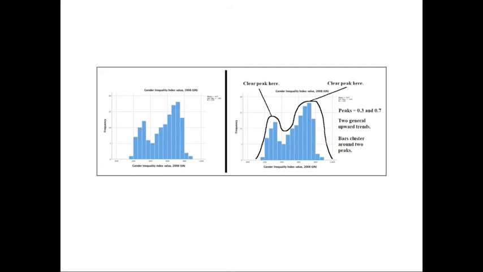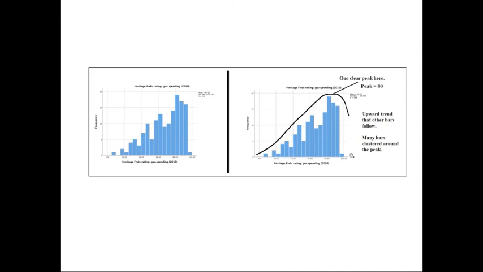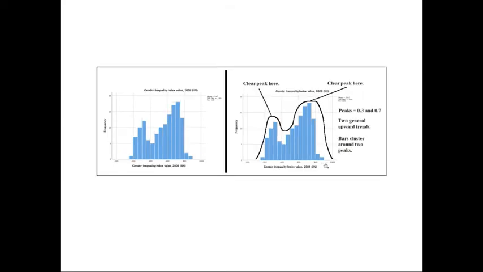Here's a histogram of the UN's Gender Inequality Index for countries around the world. I drew a general outline on top of it. From this outline, I can see there are two clear peaks, one around 0.3 and one around 0.7. With this graph here, the upward trend to the one peak looks like stairs. There's no other distinctive pattern in this graph. With this graph here, the two upward trends look like two very distinctive mountain peaks, with bars clustering around both.